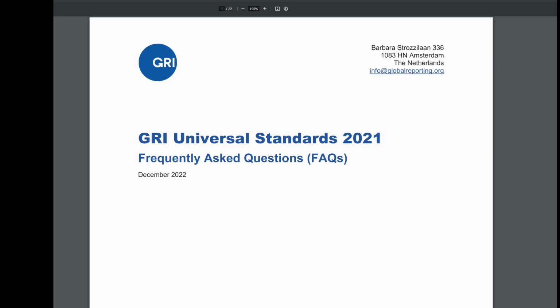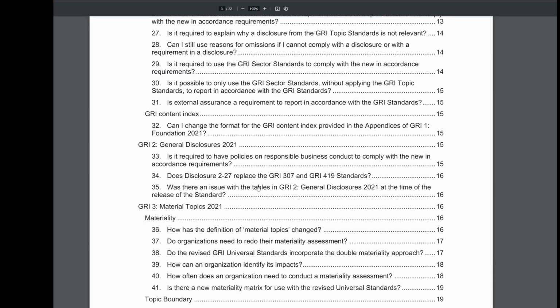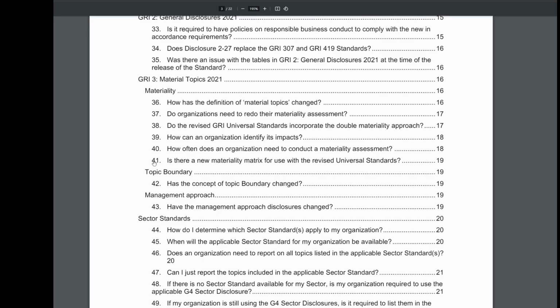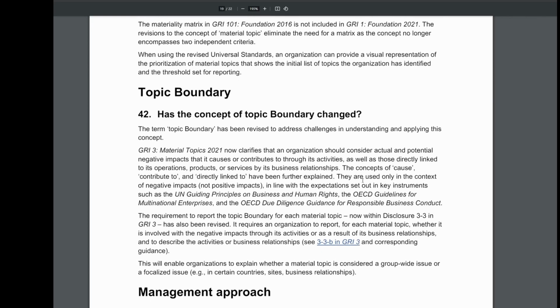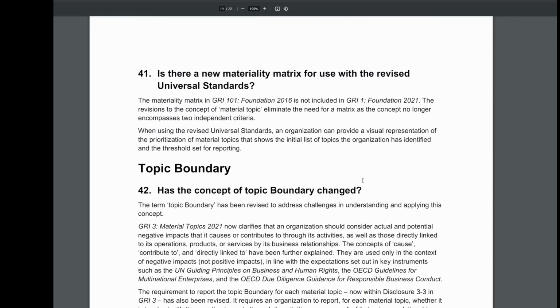This is the 2021 standards, and this FAQ was issued by the GRI in December of 2022. So this document is now coming up 1.5 years old. I want to draw your attention to one of the specific questions in this document, and that is question 41. Is there a new materiality matrix for use with the revised GRI Universal Standards?